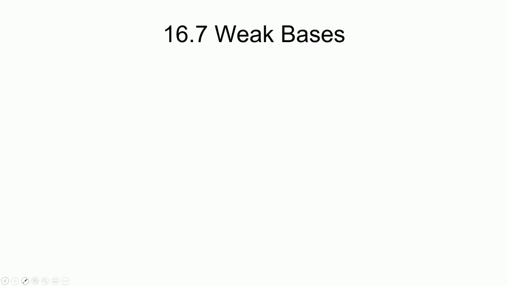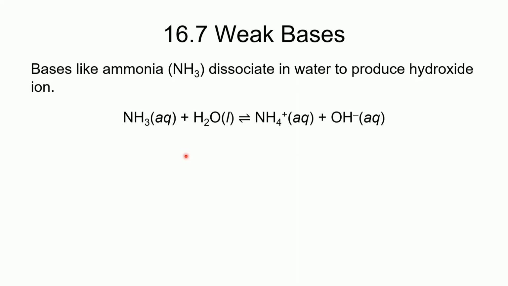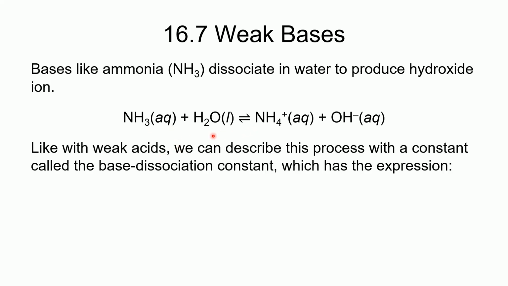In this video, we're going to be looking at sections 16.7 and 16.8. In section 16.7, we'll be talking about weak bases. And so these weak bases, like ammonia, when we put them into water, they will dissociate to some extent to produce the conjugate acid of that weak base and the hydroxide ion. Just like with acids, we can write equilibrium constants and equilibrium constant expressions for them.